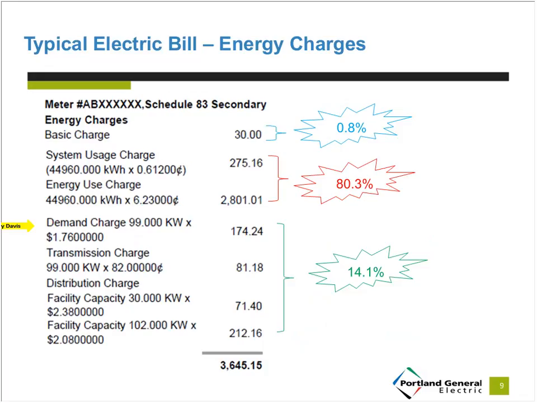Just a real quick example, let's say you use 1,000 kilowatt hours and you use that over 10 hours. So you are essentially using 100 kilowatts per hour, and you will get charged a certain amount for using 100 kilowatts per hour.